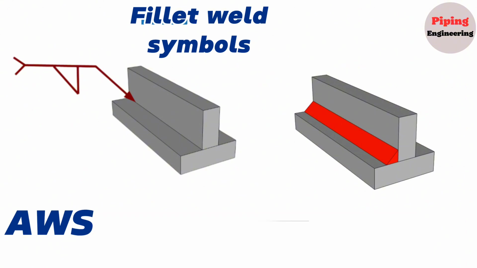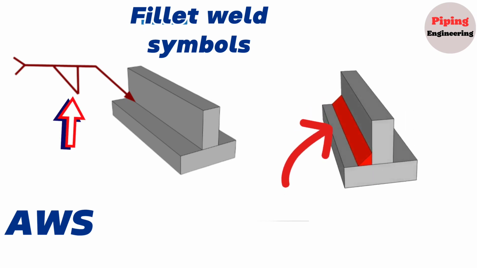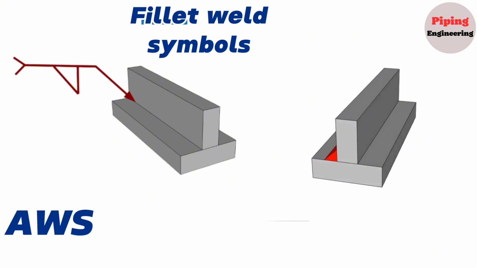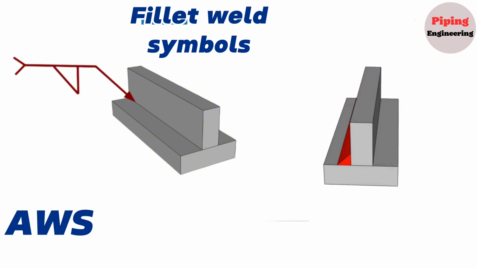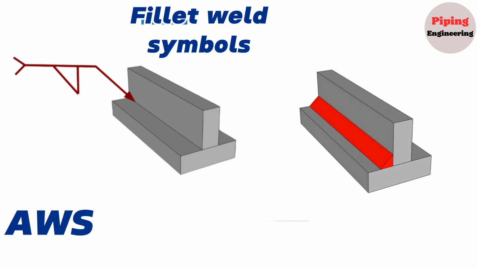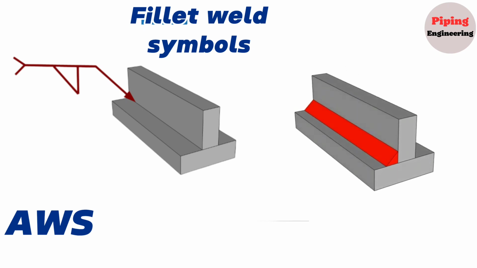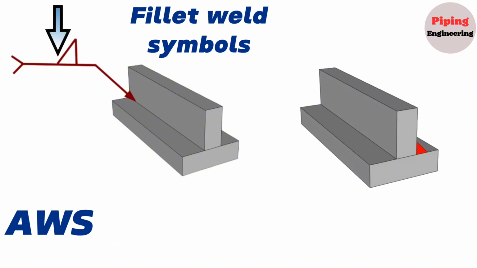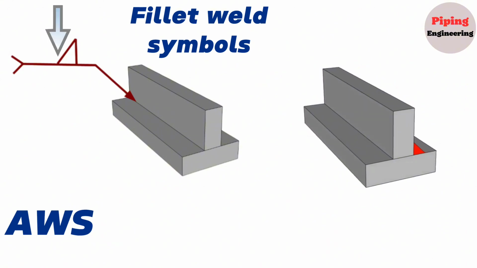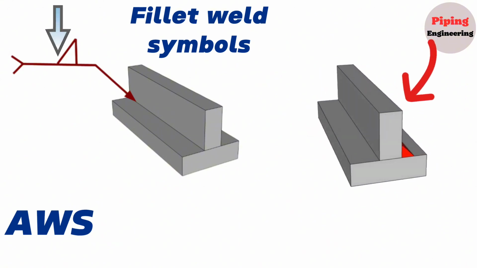If the fillet welding symbol is shown below the reference line, the weld is carried out on the side of the joint at which the arrow points, the near side. If the fillet welding symbol is shown above the reference line, the weld is carried out on the opposite side, the far side of the joint.